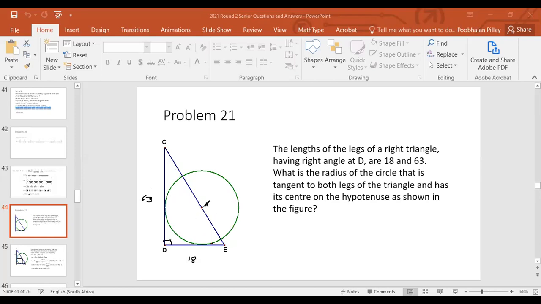And you got a circle here. We don't know where the center of the circle is. It's somewhere along the hypotenuse. That's what we know. But the circle is tangential to the 2 sides of the triangle. It's a nice circle which is sitting comfortably inside this right angle triangle. And the question is now, what is the radius of the circle? What is the radius of the circle?